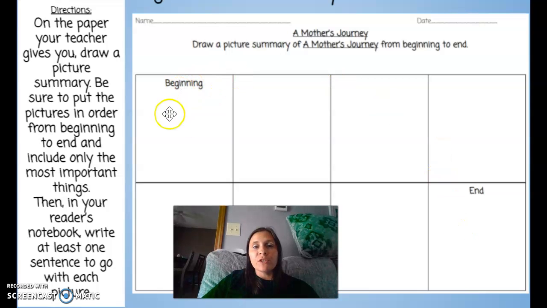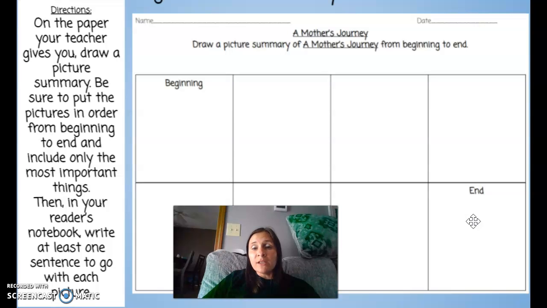So you'll start with the first box and draw the important thing that happens at the beginning. And from there, what's the next thing that's important that you would need to include? Put it in the second box. Then draw something in the third box, the fourth box. Come down here to the fifth, sixth, seventh, and then the very end. What's the important thing that happens at the end of the story? Make sure you put the pictures in order from beginning to end.